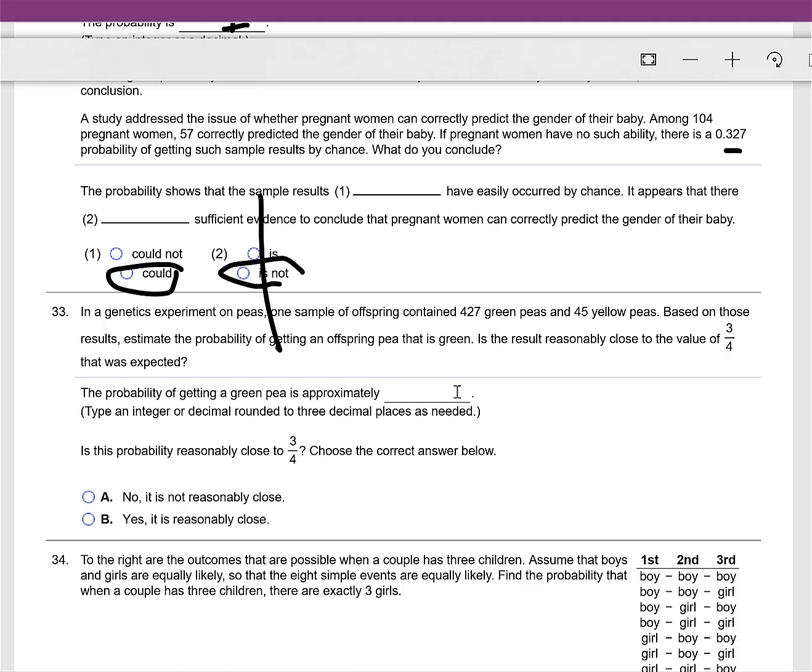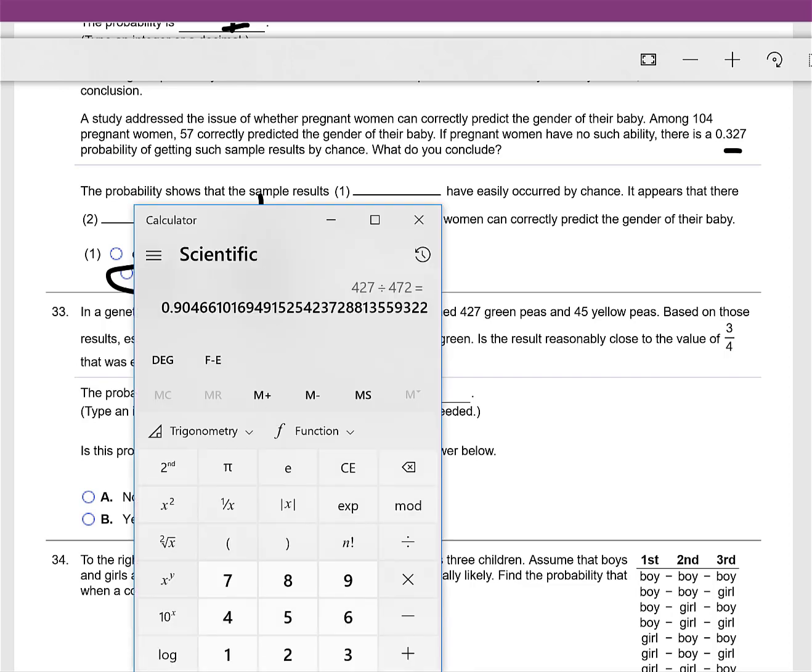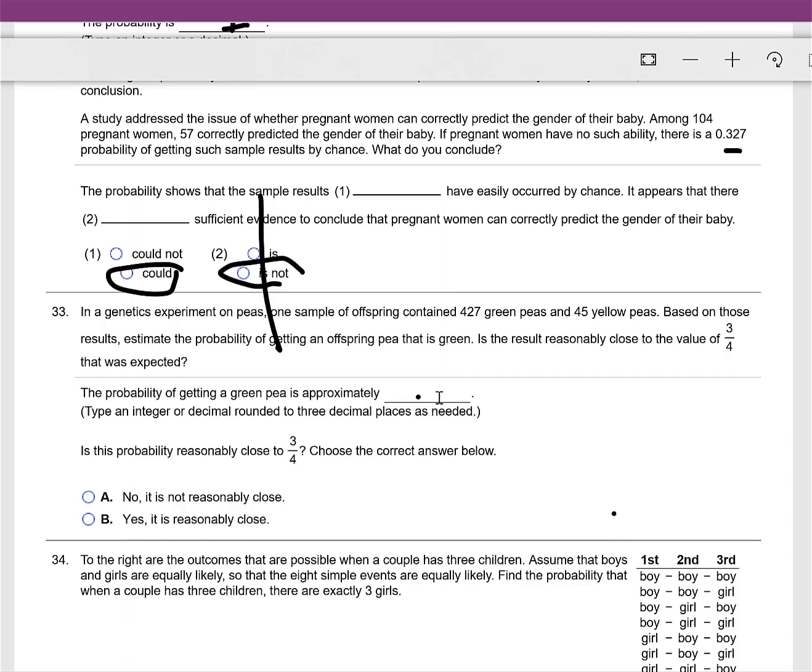0.90, and I don't know if we had to put that in there. Yeah, it is. And there are 3 decimal places. Let me get my calculator back up. So 0.905. Is this probability reasonably close to 3/4? Well, it's not very close, is it? Nope.